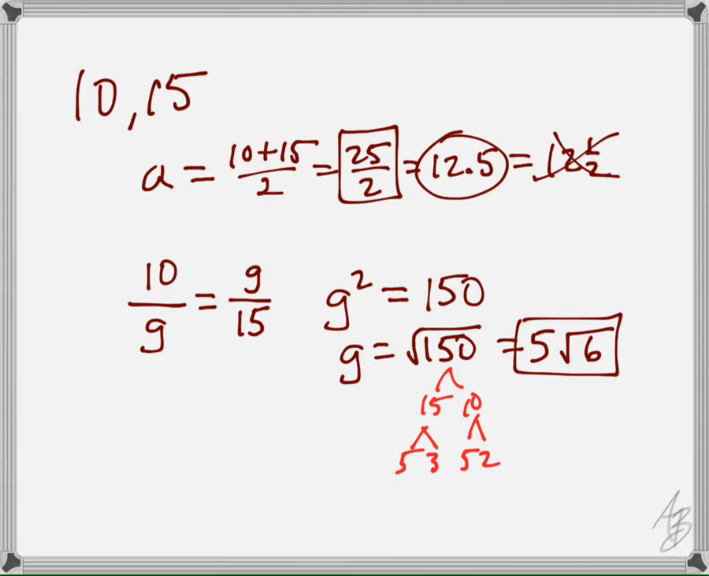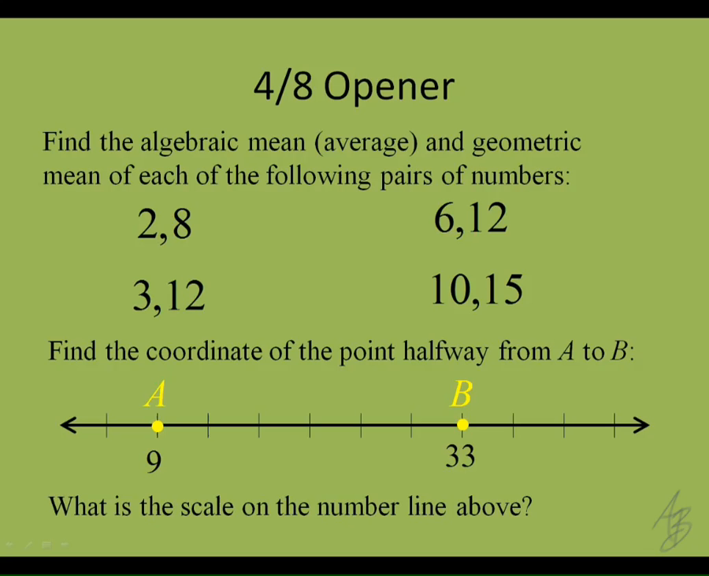Who can tell me how we find the coordinate of the point halfway between A and B? So we're going to say that AB is a line segment. We want to find the coordinate of the midpoint of that line segment. How do we do that?